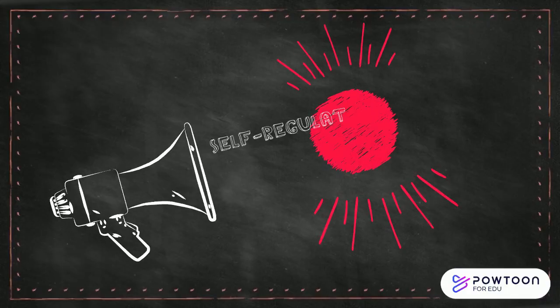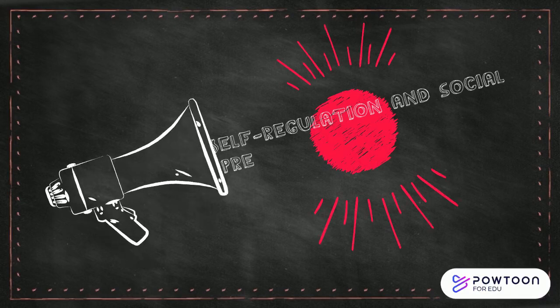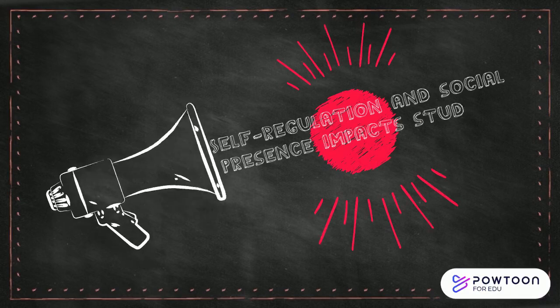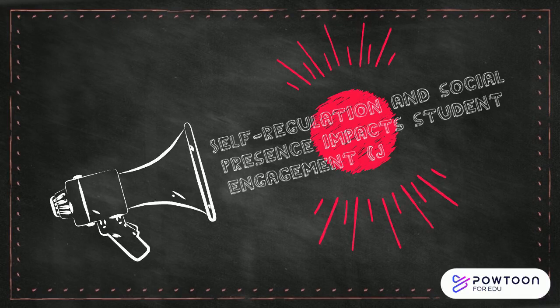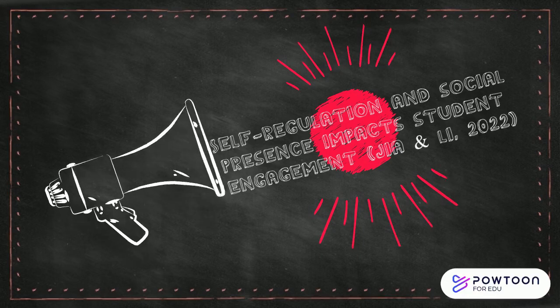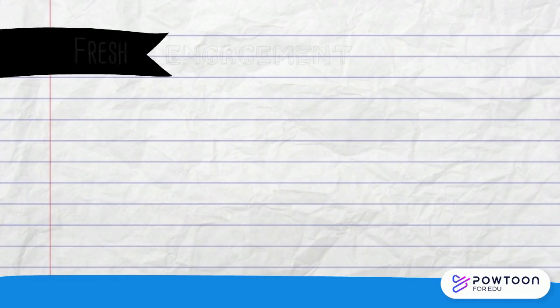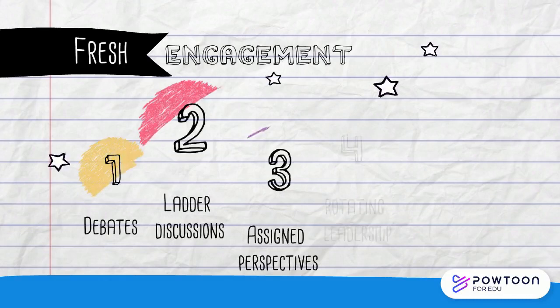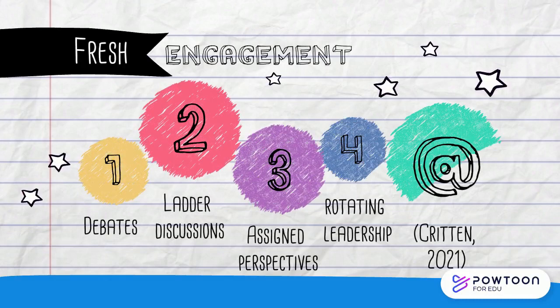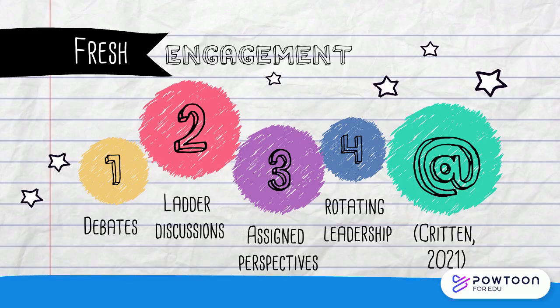Self-regulation and establishment of social presence made positive impacts on students engaging in an online setting. Providing a structure which allows for students to succeed and expand existing knowledge is important for ongoing engagement within a course. Shifting the discussion formatting to include debates on controversial items, ladder discussions, assigned perspectives, or rotating discussion leaders maintains a fresh engagement with the class.